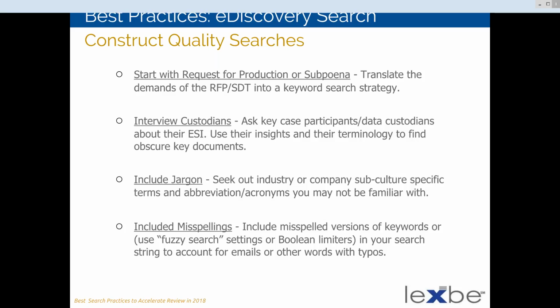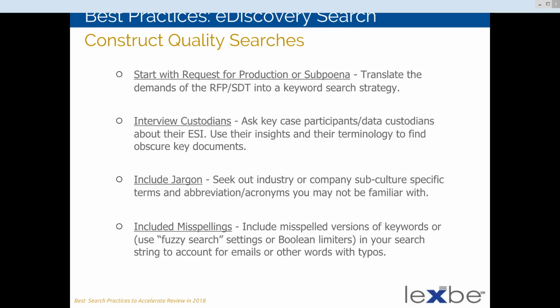We're going to talk about how to use something called the fuzzy search, as well as Boolean limiters in searching for documents, but this will help you get through any documents that may have misspellings in them, a word that is consistently misspelled, or a person's name that is consistently misspelled. There are ways to ensure that you're getting all of the documents necessary to respond to whether it's a discovery request in the traditional sense or a subpoena duces tecum for documents.